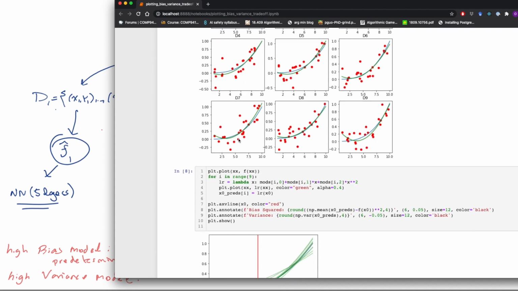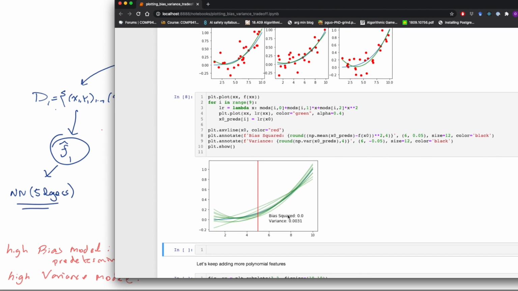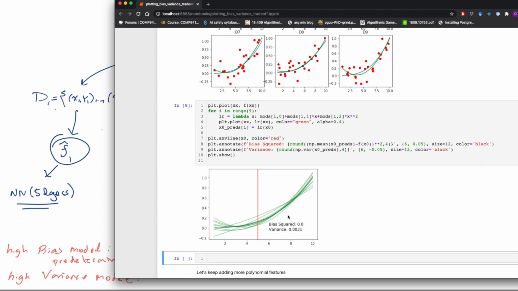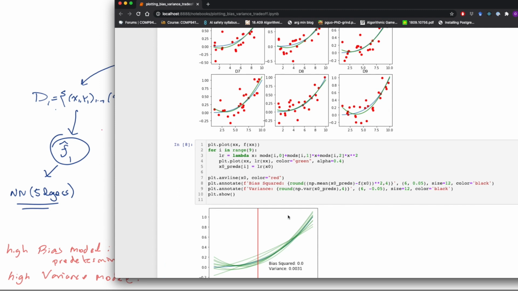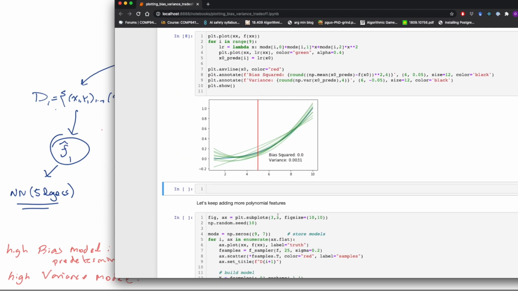In this particular case, it's not too bad. The variance is still quite low. The bias has gone down to 0. So you can see that the mean squared error we're going to get from this model is lower than the mean squared error from the linear regression model. That tells us this is a better model than before. But let's see what happens when I add more polynomial features.